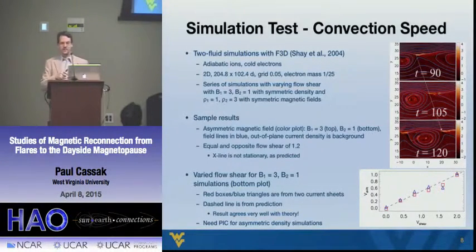All right, so here in this simulation, this is a simulation with asymmetric magnetic fields by a factor of 3. And you can see that the flow shear on either side was 1.2 in units of the Alfvén speed. So sure enough, you see the x-line move, which you wouldn't expect for symmetric reconnection. And when we did this for a large number of different upstream flow shears and compared the drift speed with what we predicted, they're basically right on. So that seems to work pretty well.